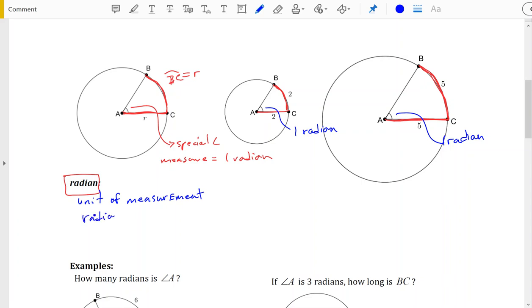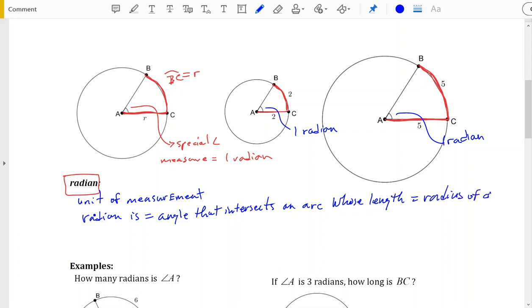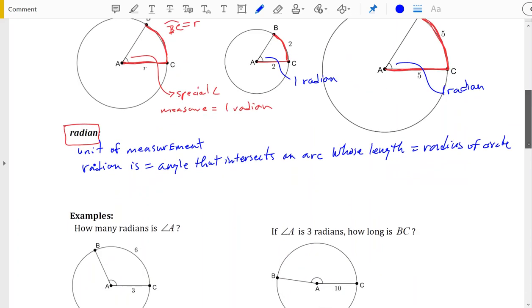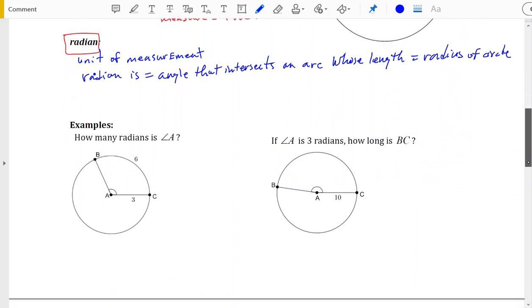A radian is equal to an angle that intersects an arc whose length is equal to the radius of the circle. Let's see how that looks in a couple of problems and see if it can start to make a little bit more sense.